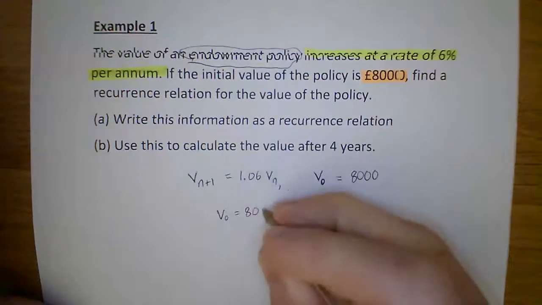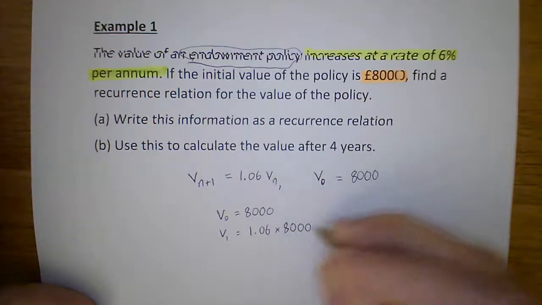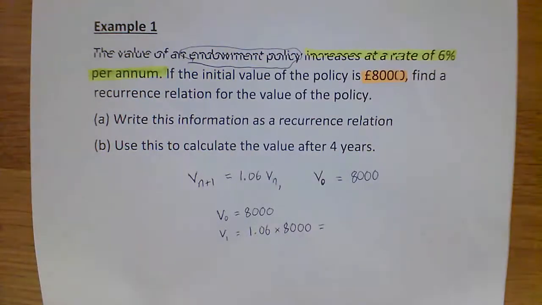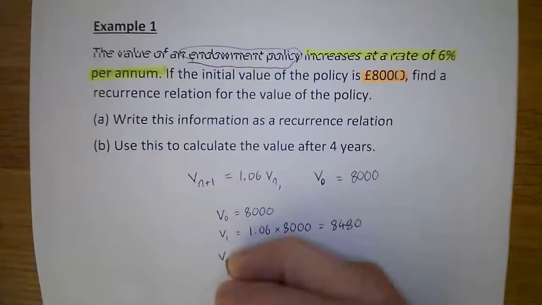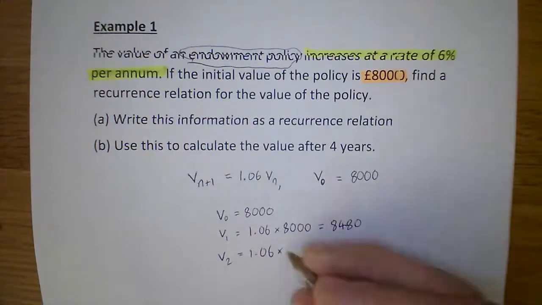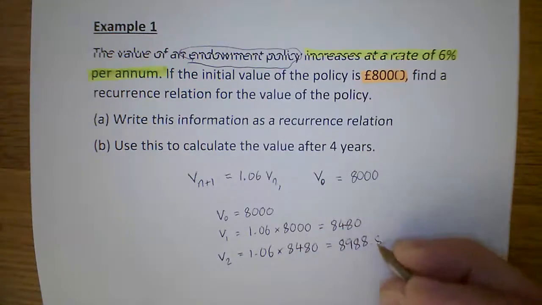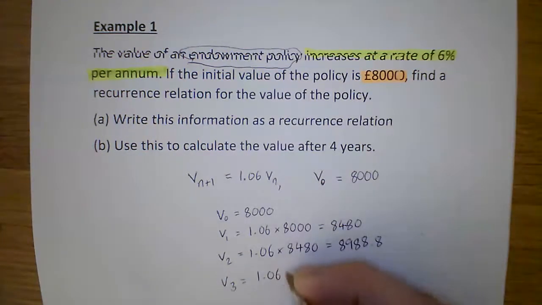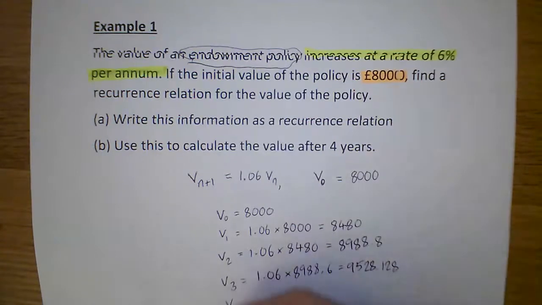We know V0 is 8,000. So V1 is 1.06 times 8,000. I'm just going to get the calculator for that. And looking at the calculator, that gives us 8,480. V2, times that by 1.06 again. So it's 1.06 times 8,480, which gives us 8,988.8. V3 is 1.06 times our previous answer. So let's do that. And that gets us 9,528.128. I'll round this in a second.